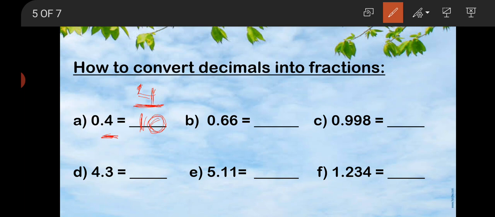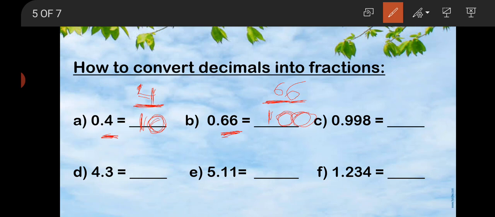In second question, B part, 0.66. You can see there are 2 digits after point. So it is very clear that you are going to write 100 in the denominator. As I already told you, the number of digits after point will tell you how many zeros you are going to put in the denominator in the fraction. So 66 by 100. It means our answer is correct.